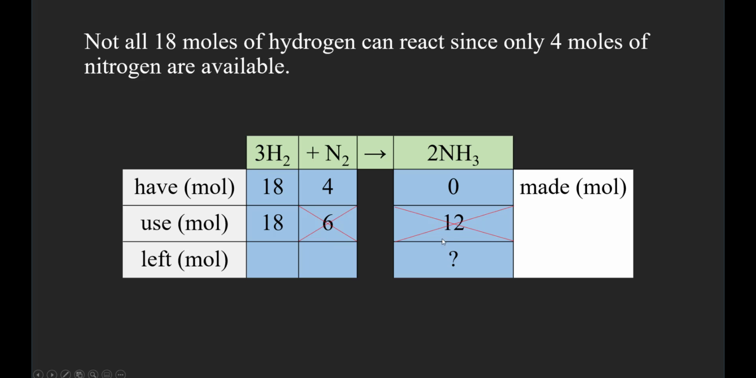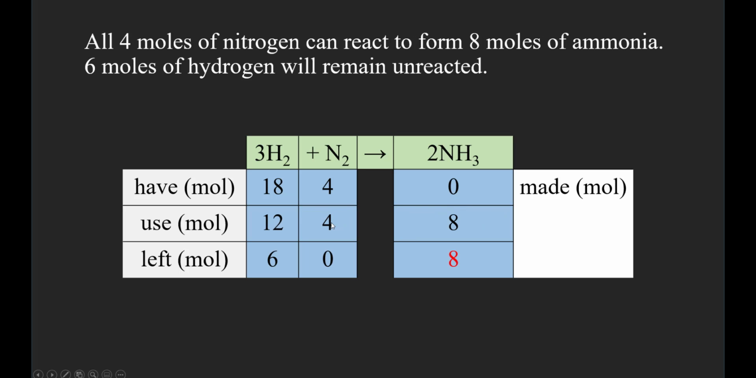Sure, if we had 6, we could make 12 ammonias, but we don't have it. We only have 4. So we're dropping down that first reactant, the hydrogen, didn't turn out to work. So we'll just backtrack and say, okay, if we can't react all this hydrogen, we can react all of the nitrogen. So we'll drop the 4 down instead of the 6. And that works out. I'm going to react all 4 nitrogens.